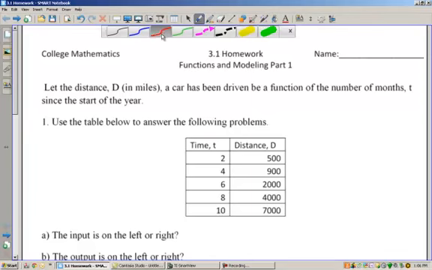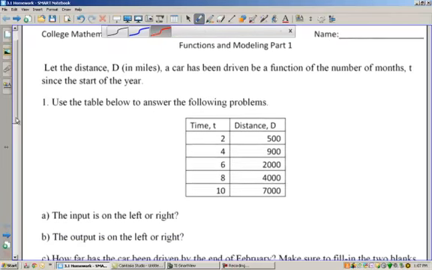This is 3.1 homework, functions and modeling part 1. Here we say let the distance d in miles a car has been driven be a function of the number of months t since the start of the year. Use the table below to answer the following questions. In this homework we're going to deal with functions from 3 different points of view: a table, a graph, and a formula.